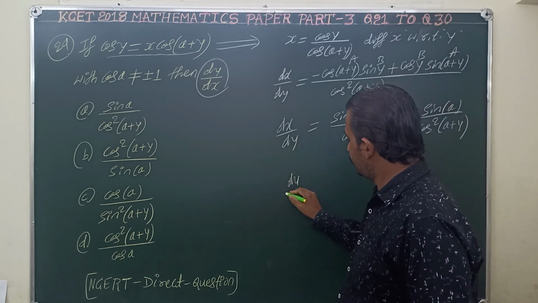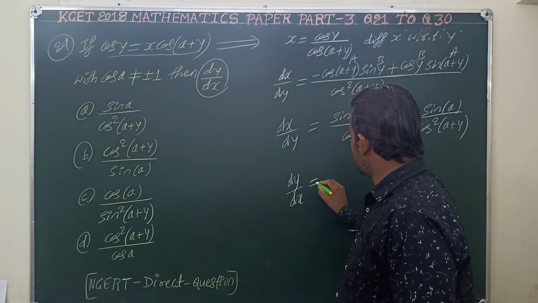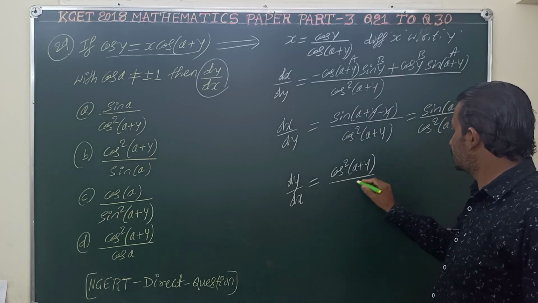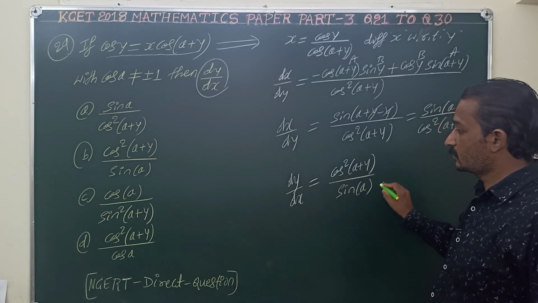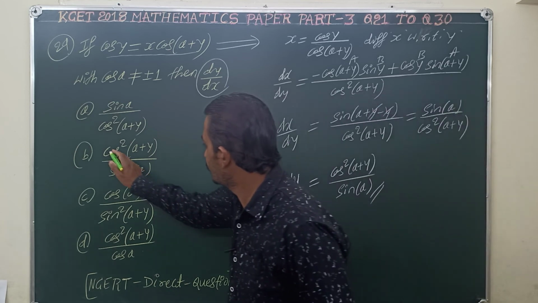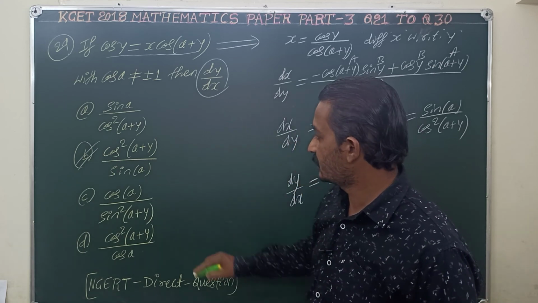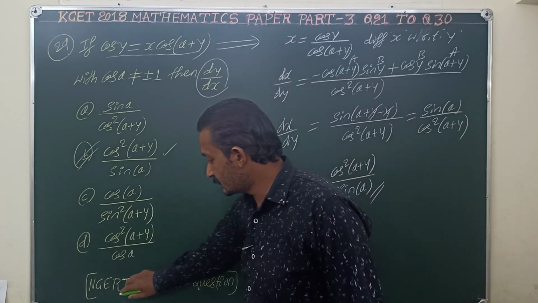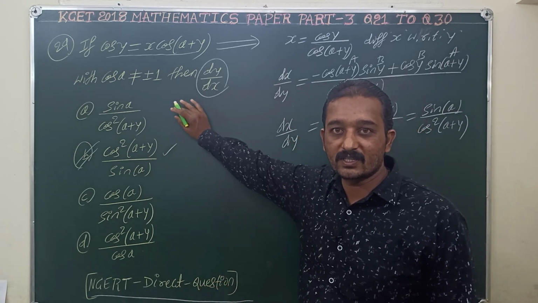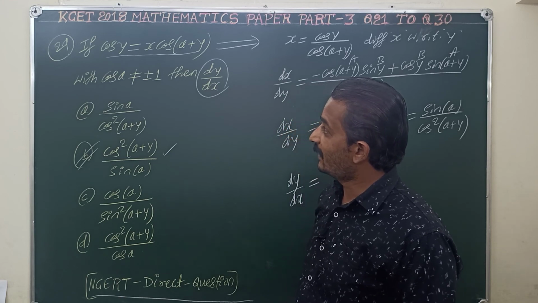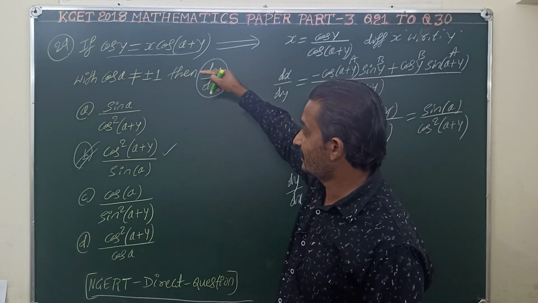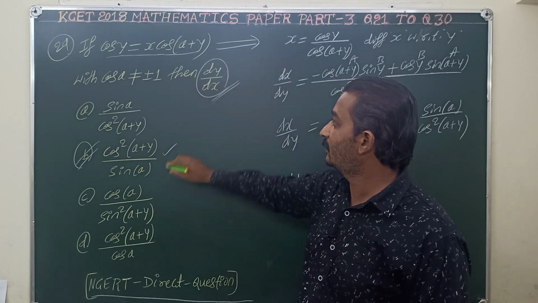dy by dx is equal to cos square of (a plus y) divided by sin a. So cos square of (a plus y) divided by sin a is option B. Option B is correct in this case. This is an NCERT direct question. All the students solve this question easily because they have already solved this type of question in the NCERT textbook, but they ask this type of question in the theory examination also. It carries 3 marks in the theory examination, but here it carries 1 mark. Take down.